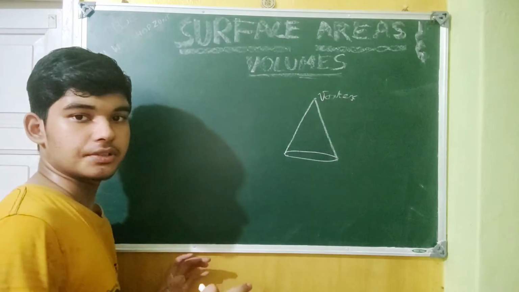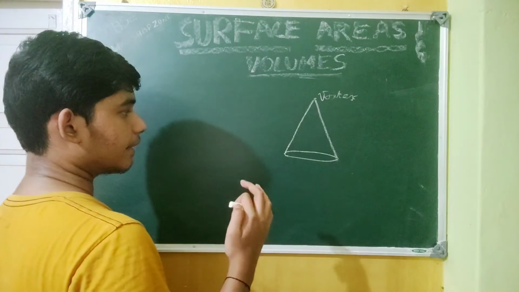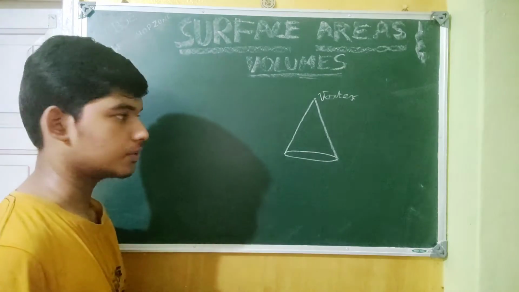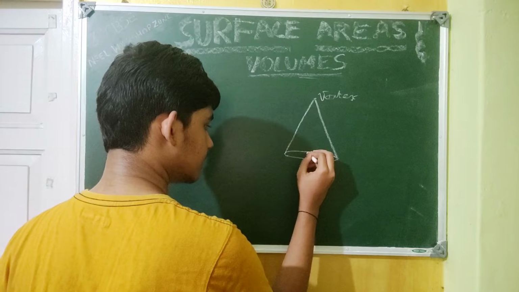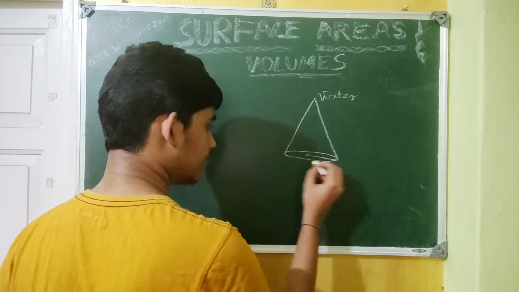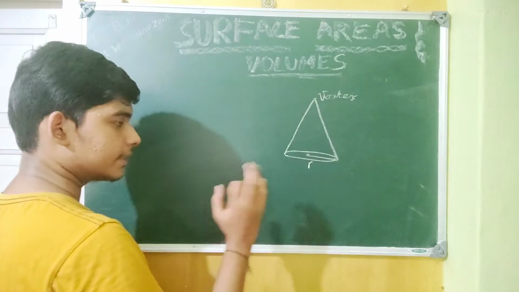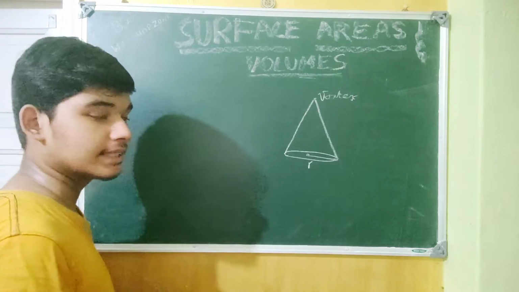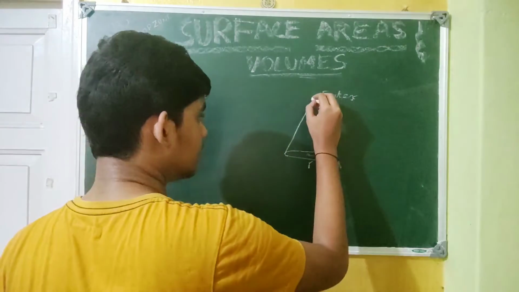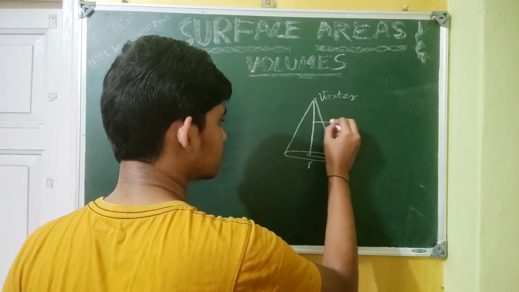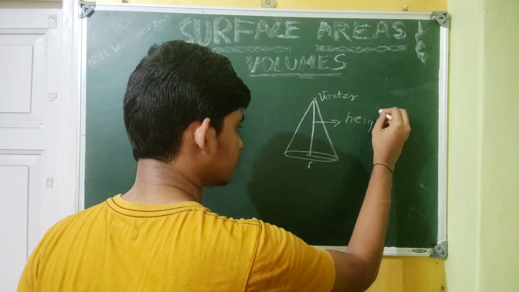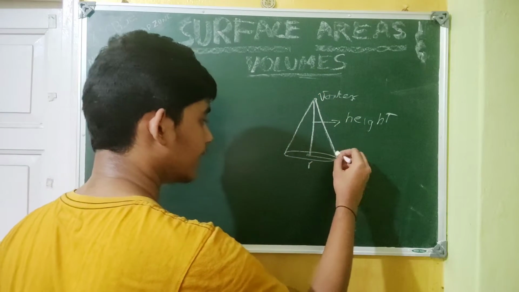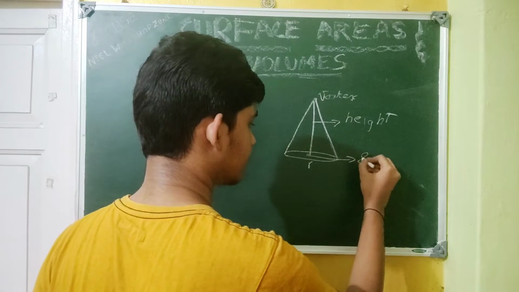Now that we have understood what a cone is, let's find out some of the things we need to use to find the surface areas and volumes of a cone. First of all, this is the radius, and we have talked about why it's the radius in previous episodes. But now we have something called height and slant height. So this is the height. Meanwhile, this slant that joins the point to the edge of the base is the slant height.